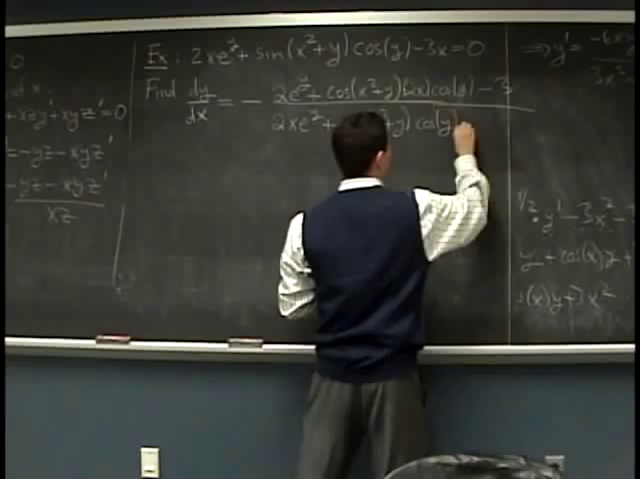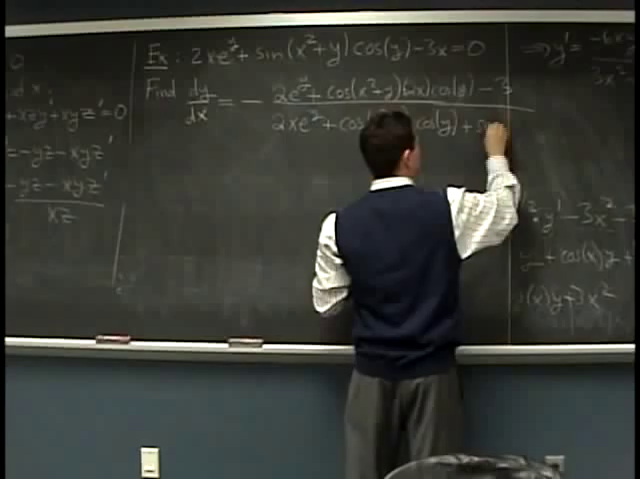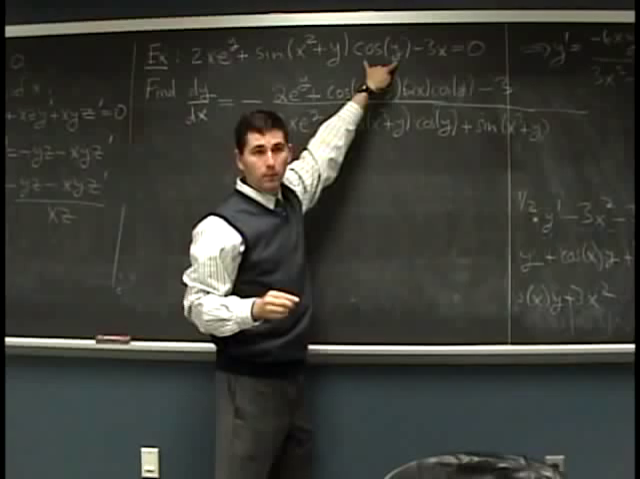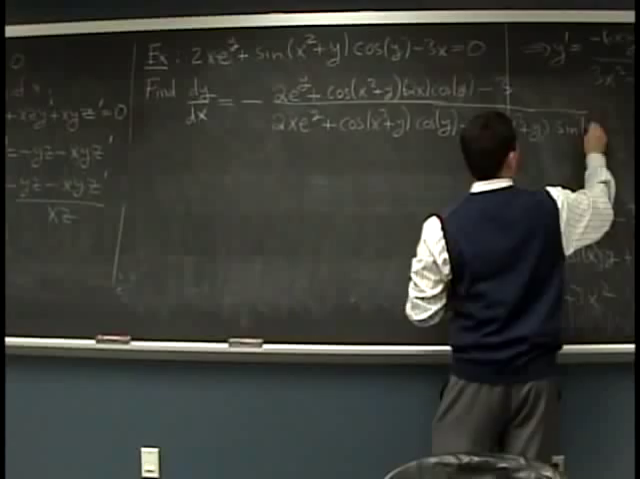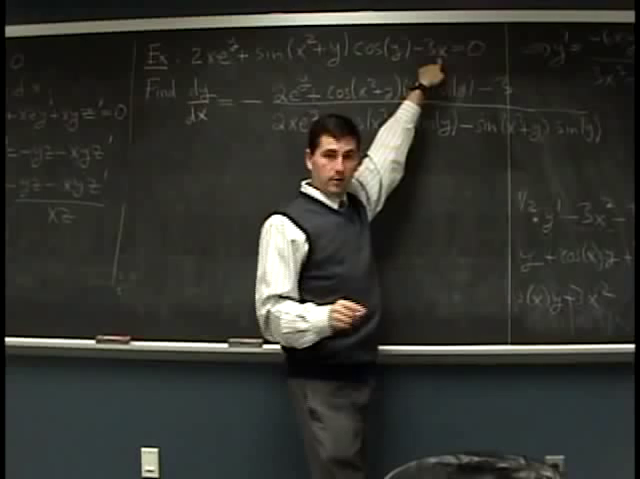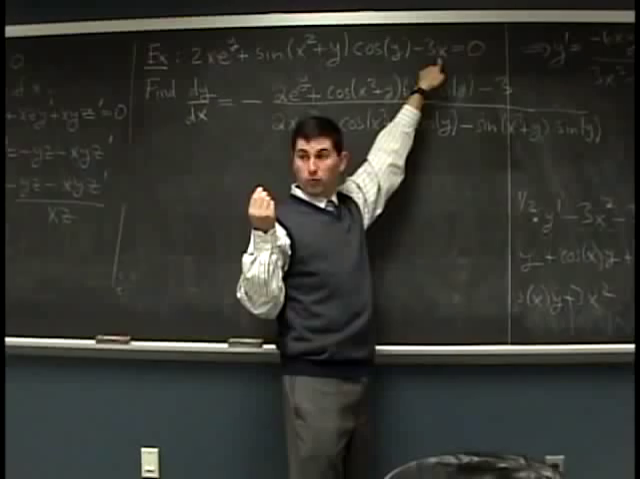Plus, now I need to do the derivative of cosine of y, which is minus sine. So that means I'm going to actually get a minus sine here. And then the last term is a minus 3x, and the derivative of that will actually be 0, because x we're treating as a constant.